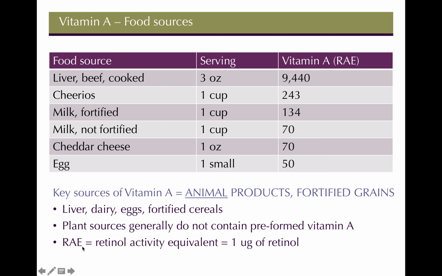And then RAEs, which I have up here. That's called a retinol activity equivalent. Basically, that is equivalent to 1 microgram of retinol. This will become a bit more clear in the DRI slides. This is a way to show you how much retinol can be made from beta carotene, and also how it relates to the international units.